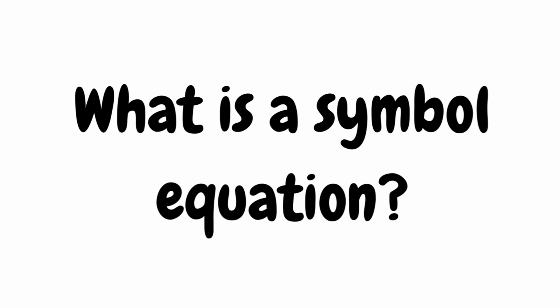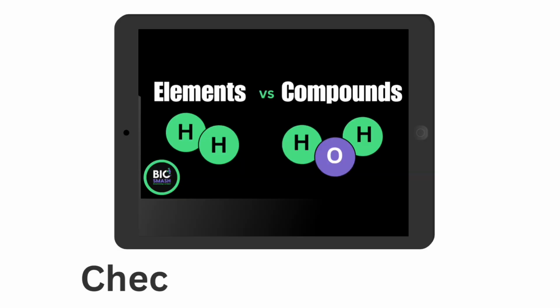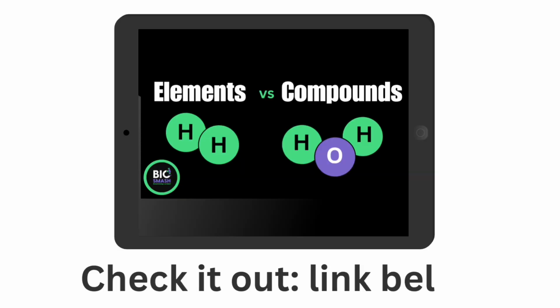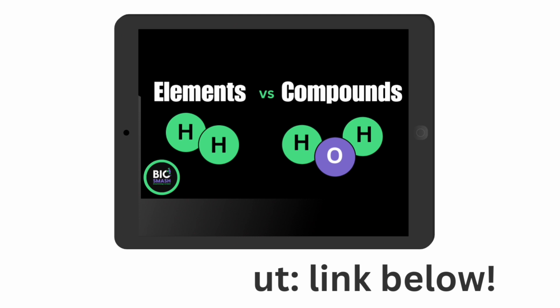Now that we know what a word equation is, let's look at what happens in a symbol equation. It may help if you know the difference between elements and compounds for this next part of the video. If you haven't watched this video yet, I'll put the link below.